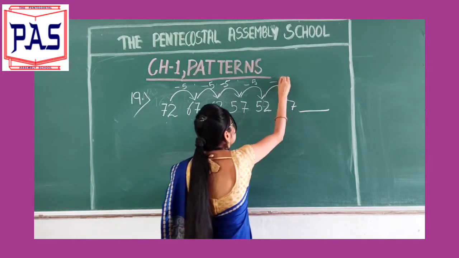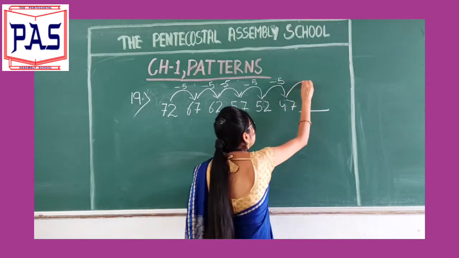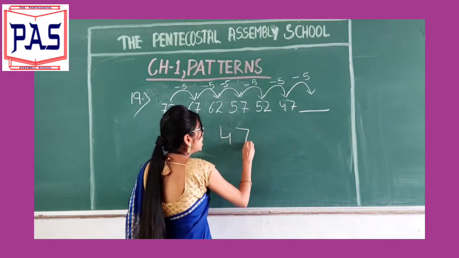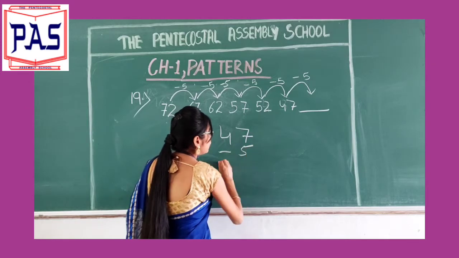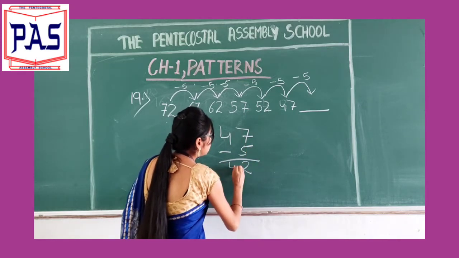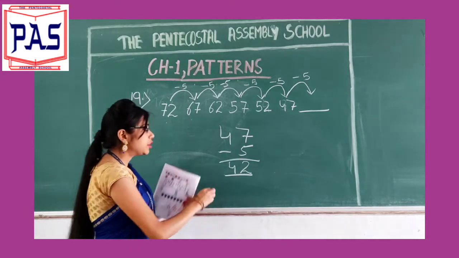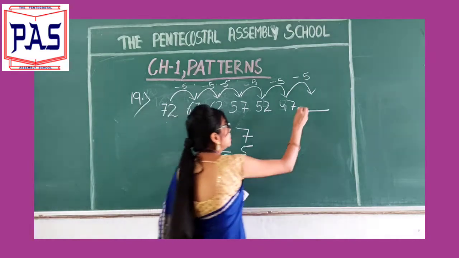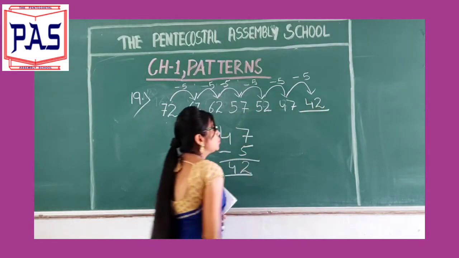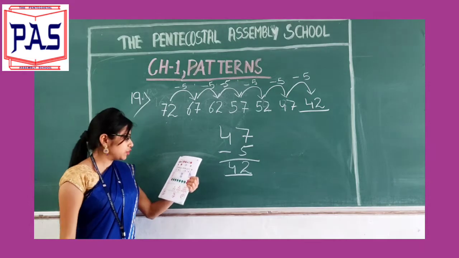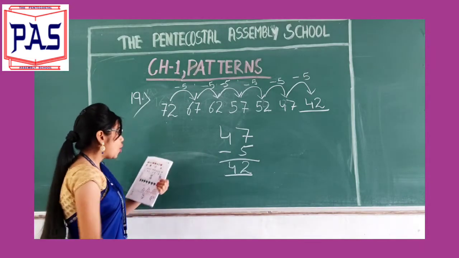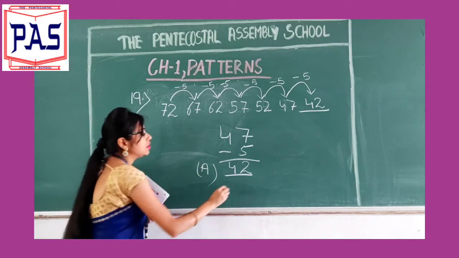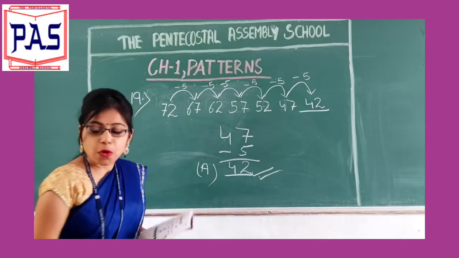52 minus 5 is 47, and 47 minus 5 will be, what will be your answer? 47 minus 5, that is 42. So here in option A, you can see 42. That is your answer for question number 19. Option A is your answer, 42. Okay, children?